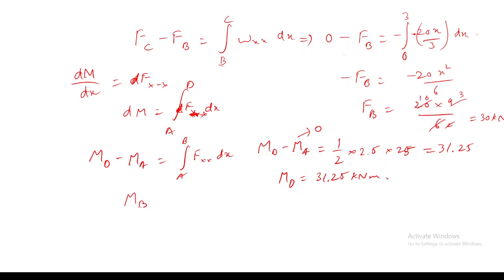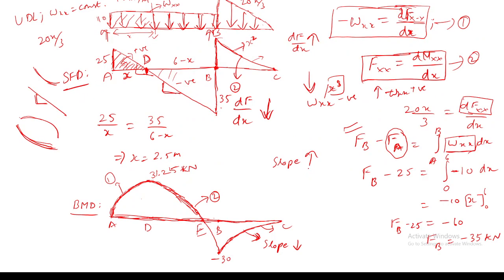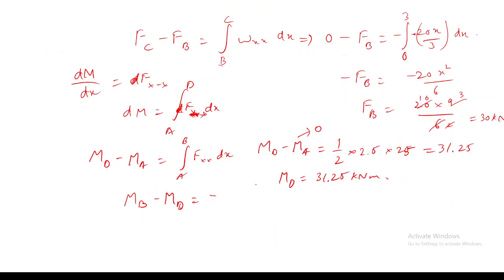For example, MB minus MD equals minus, since the shear force is in the negative direction, negative. Okay, and what will be the area of this? 1 by 2 into 35 into 3.5, and from this you can calculate the MB value. Can anyone say what the MB value is, whether it is matching with the earlier one?